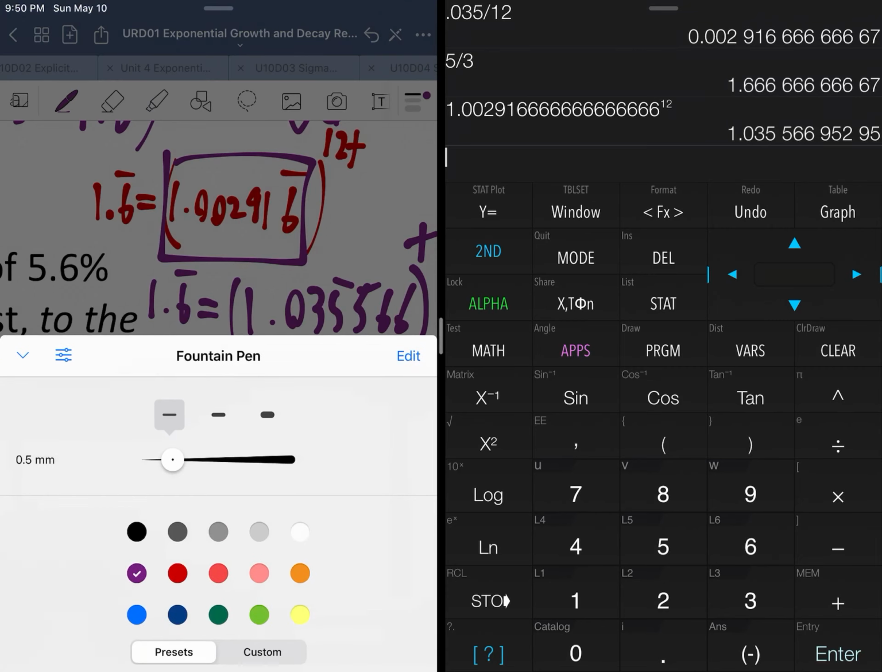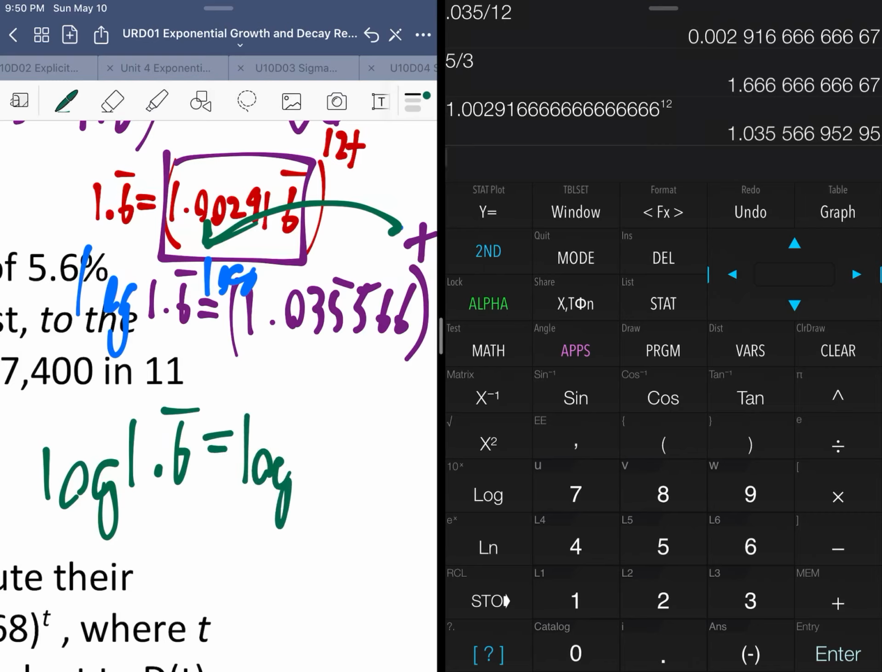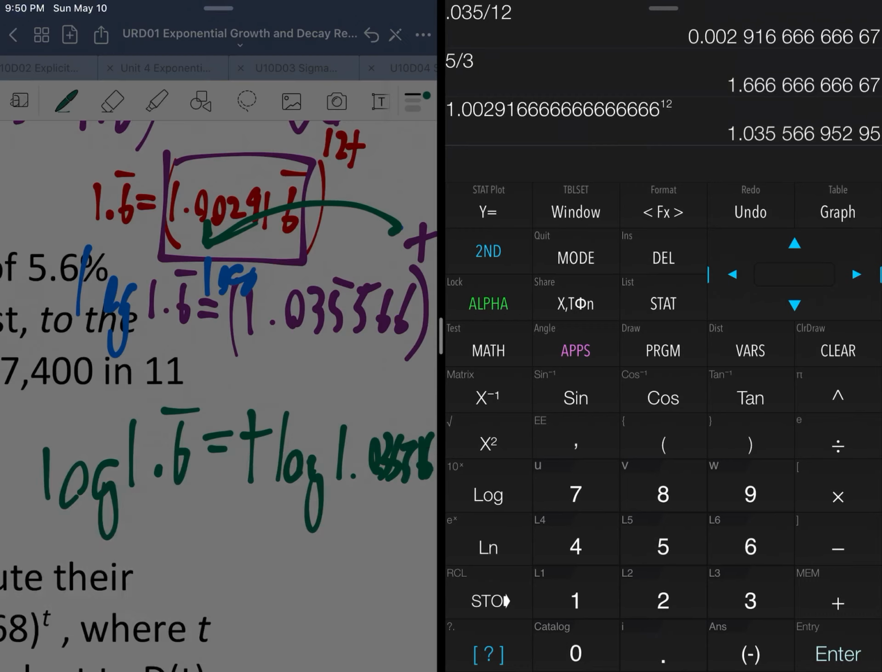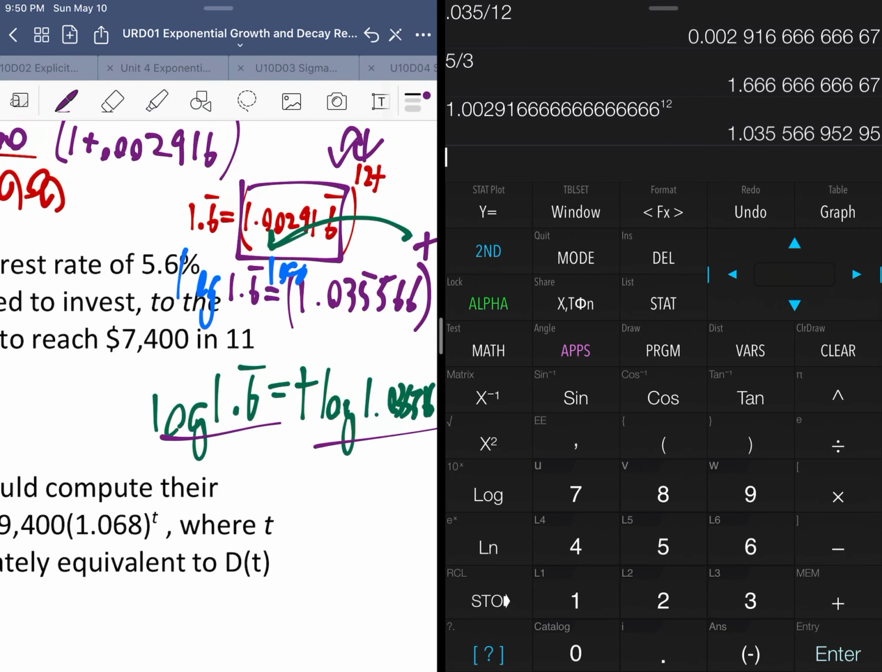We're going to use a logarithm. So I'm going to put a log on both sides, log here and log here. And I'm going to bring the t down in front. So we're going to get log of 1.6 repeating equals t times log of 1.03556, and then I'm going to divide the log to the other side here so that the t is by itself.